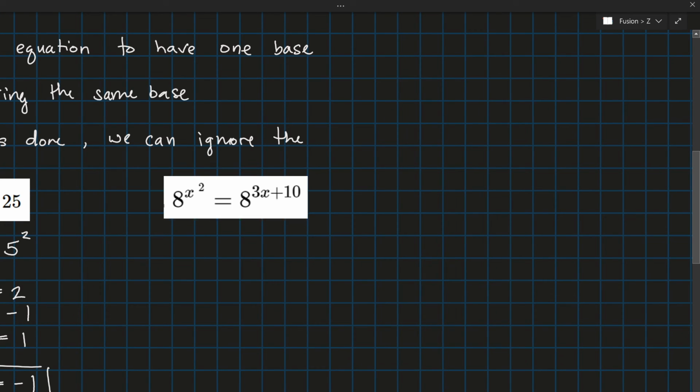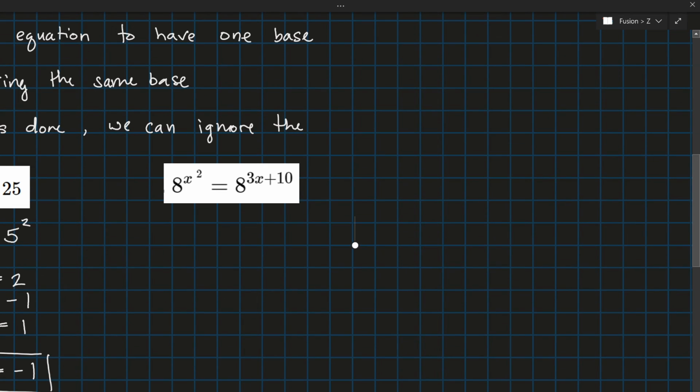So it's 8 to the x squared. It's a little odd, but both sides have the same base. So what do we do? You can just go x squared equals 3x plus 10. Good. And then take out 3x. So we'd subtract it from both sides? Yeah. So 3x equals 10.